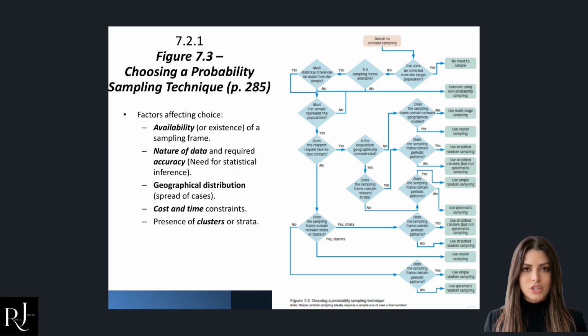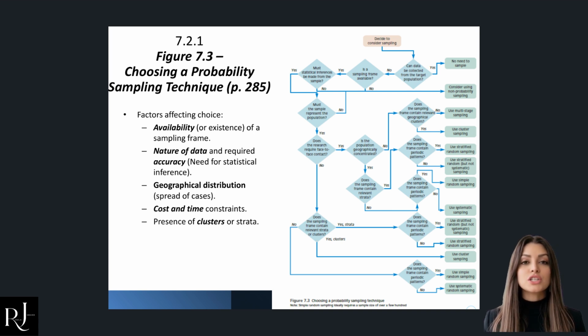Are they spread across the country or concentrated in one city? Suppose you're studying the shopping habits of consumers. If your cases are spread across the country, a multi-stage sampling method might be appropriate. You could first select regions, then cities within those regions, and finally specific stores or consumers. On the other hand, if your cases are concentrated in one city, you might use a simpler method like systematic random sampling.